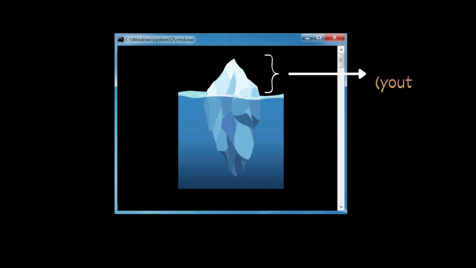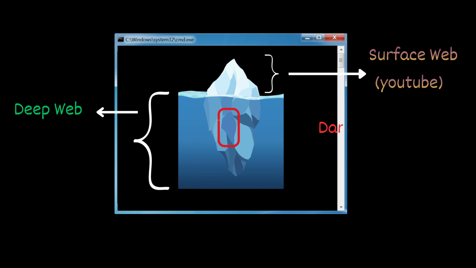The internet is like an iceberg. You're floating on top right now, watching this video on YouTube. That's the surface web, the visible part of the internet, the tip of the iceberg. Beneath the surface, you'll find the deep web and the dark web. Today, we'll dive into the differences between these hidden layers, explore what you can find in each, and share tips on how to stay safe if you decide to venture below the surface.